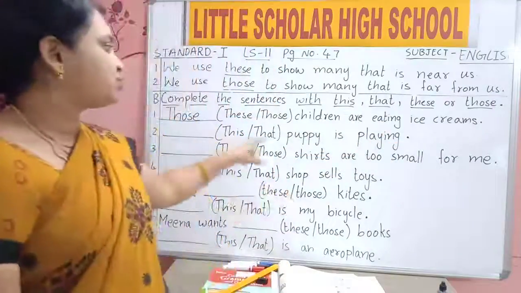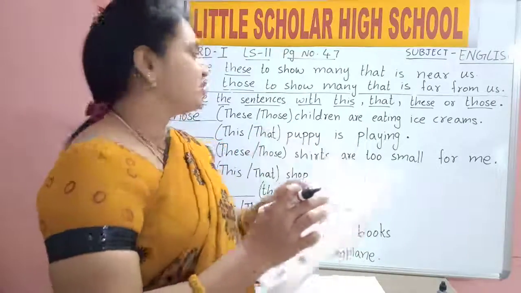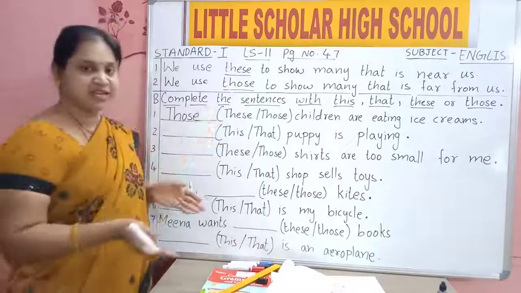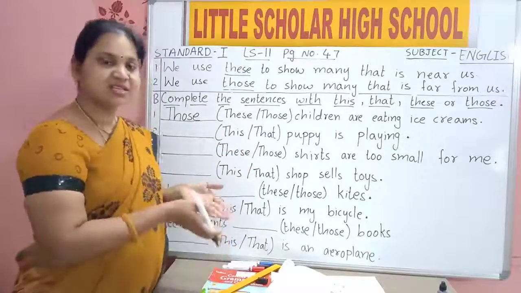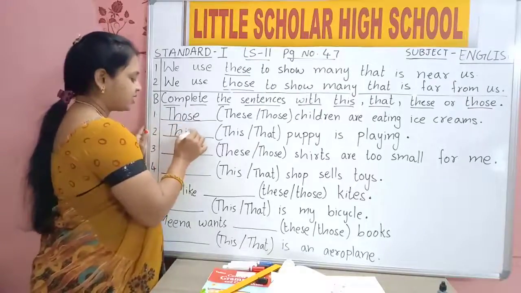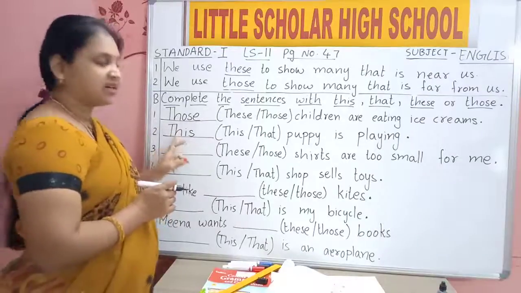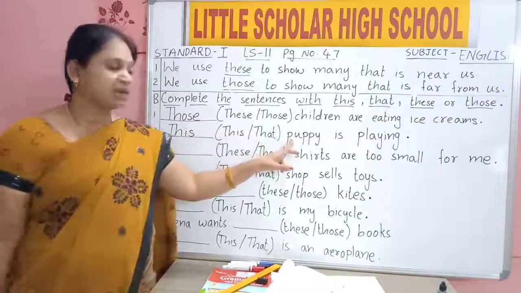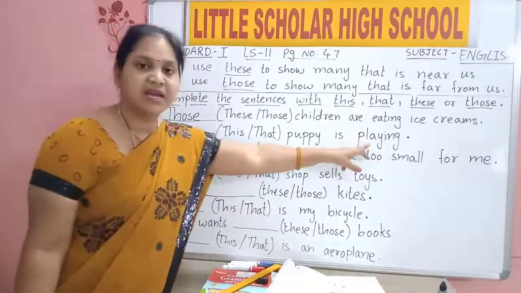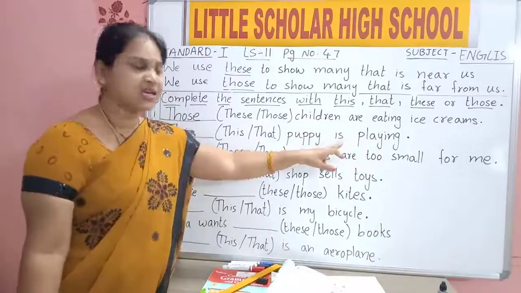Next, dash puppy is playing. This girl is playing with the puppy and the puppy is near to her. So what should we say? This. She is showing the puppy and she is saying this puppy is playing. So this, first letter capital T. Come on, write along with me. This puppy is playing.